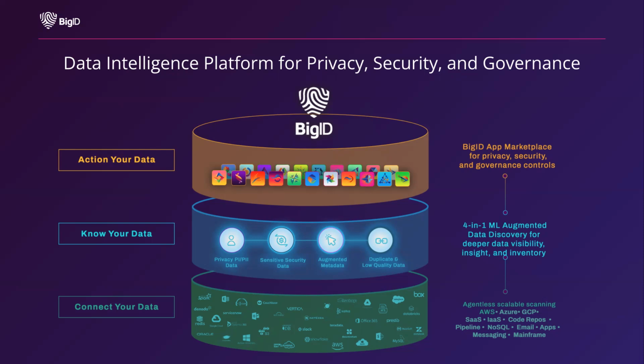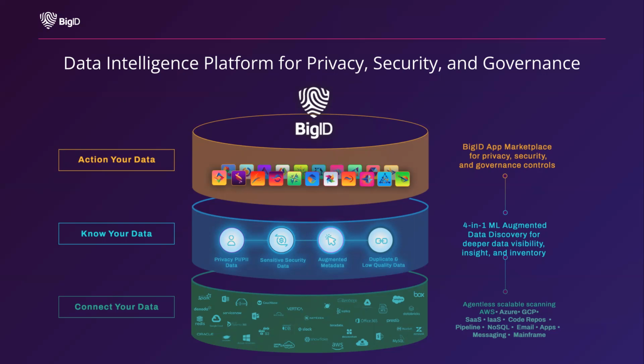the age and where it is, what it is, and then finding the duplicate and low quality data so that you can eliminate anything that's unnecessary. If you have multiple copies of sensitive data, that is just increasing your data risk. You want to just remove those duplicate data assets so you don't have exposed risk. So that's your know your data layer.